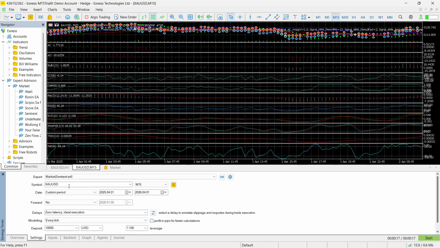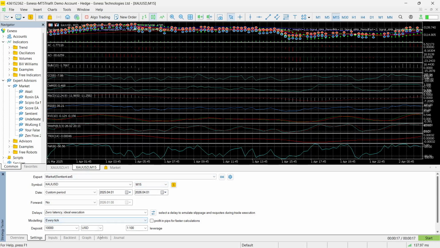Okay, so let's talk about, as I said, what happened when I ran my own backtest and how that lines up with the marketing. In my backtest, I focused on XAUUSD, just like the developer suggests, and I used the recent period from 2025 April 1st to 2026 April 1st. That's a year with high quality data.